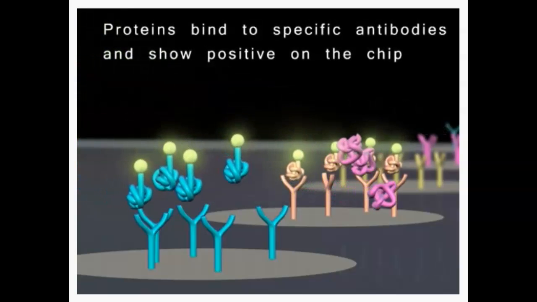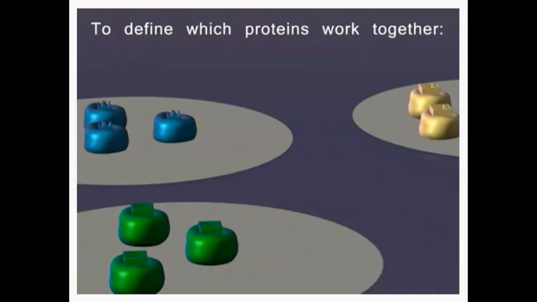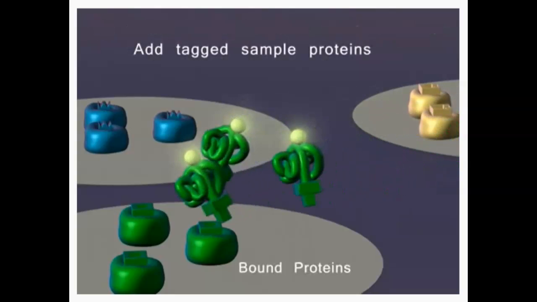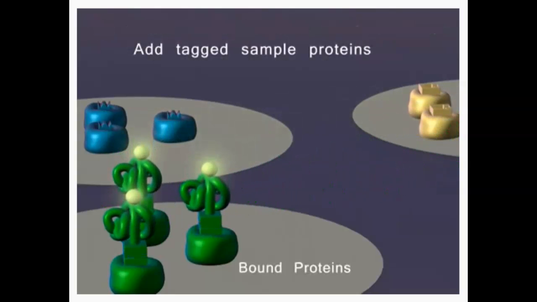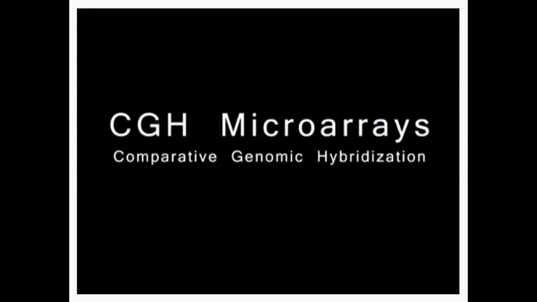For protein microarrays, you have antibody microarrays, where antibodies to specific proteins are attached to the slide. Then you add the proteins that you've extracted that are labeled, and those bind to those specific proteins to define which proteins work together. Dots on the chip show positive only where proteins are bound.